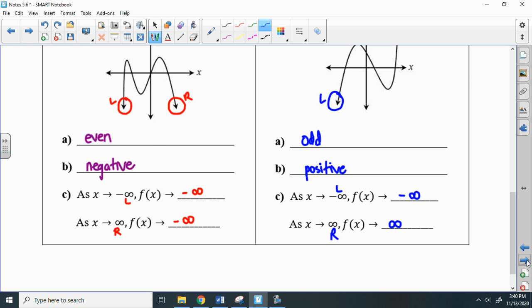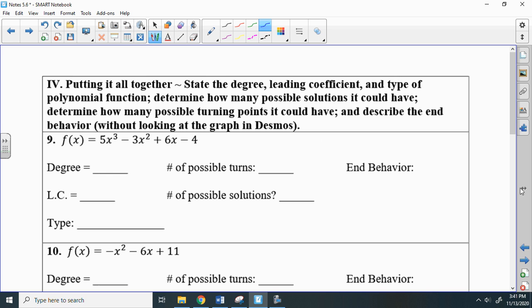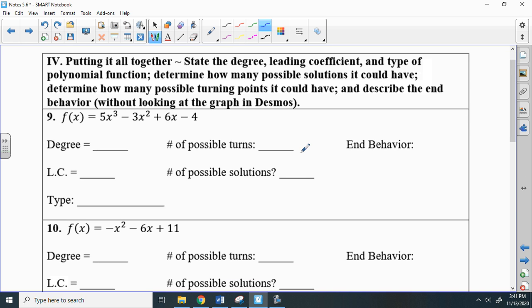All right, moving on. Let's put it all together now, and let me give you functions. Without actually looking at the graph in Desmos, you should be able to pick out the degree, the leading coefficient, tell me what type it's called, how many possible turns it could have, how many possible solutions it could have, and what the end behavior is. I do strongly encourage you to pause this. I will do one with you to give you an idea, and then I think you should pause it, try them, and then check your answers with mine.